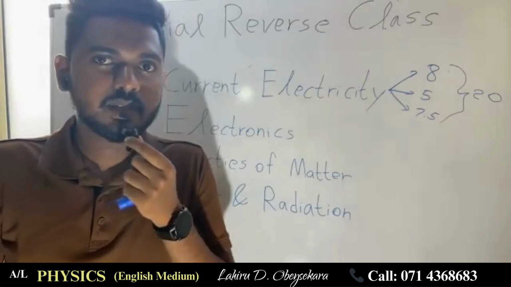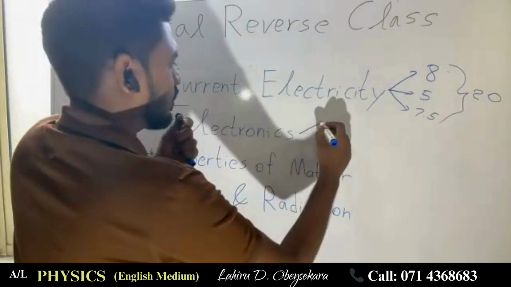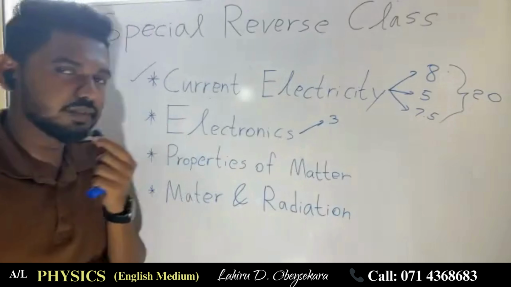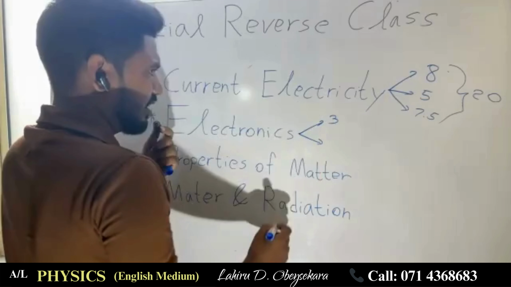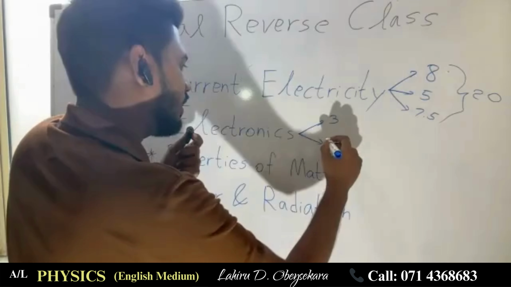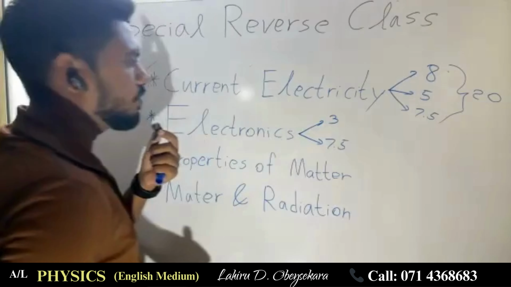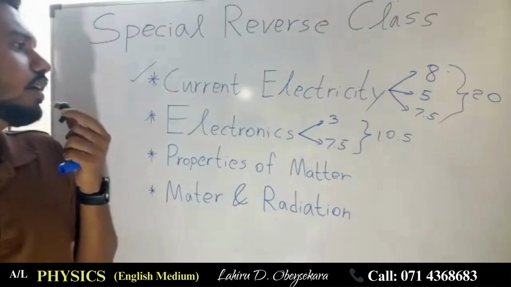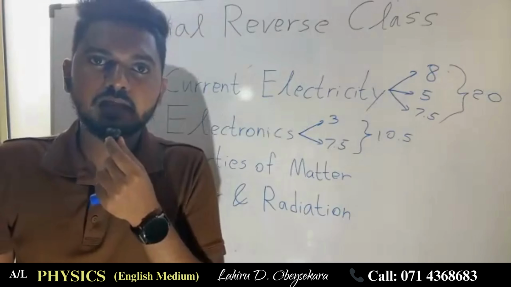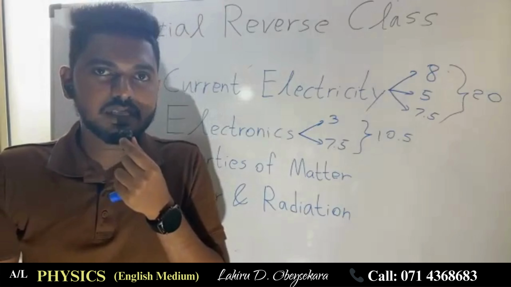Then let's move to electronics. There are 3 electronics MCQs in our paper. Then there is no structured question, but there is an essay one, which contains another 7.5. That means this contains 10.5 marks from our physics syllabus.